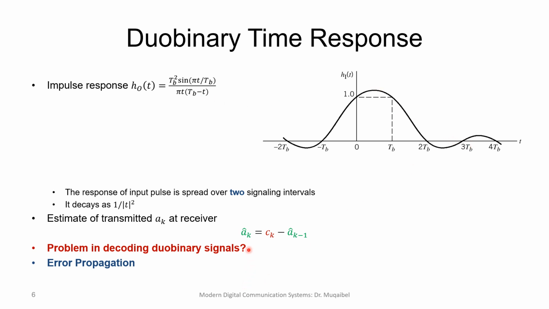At the receiver side, we need to solve for A K. So we need to solve the equation where we get A K hat. We have a hat because we are estimating, because there is noise. It is equal to C K minus the other bit.